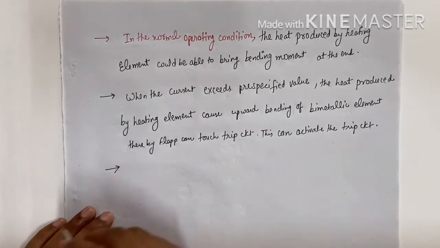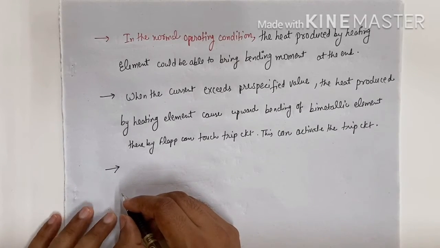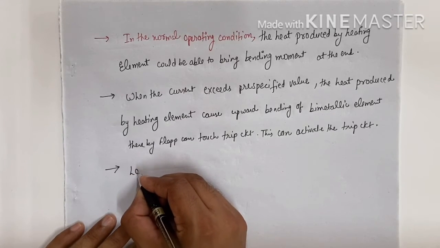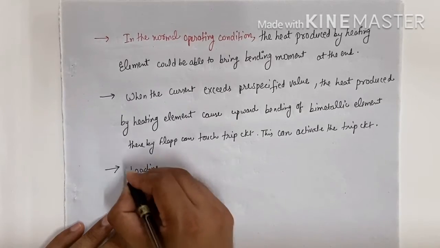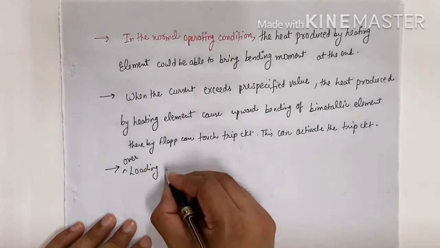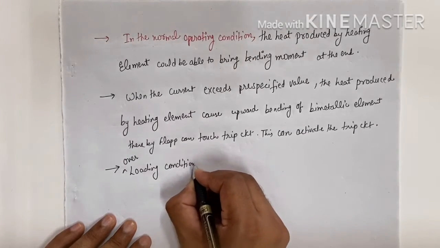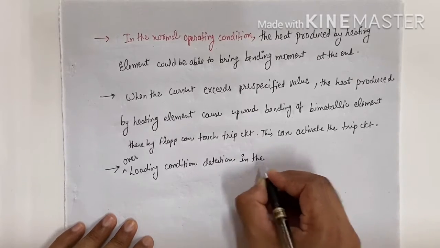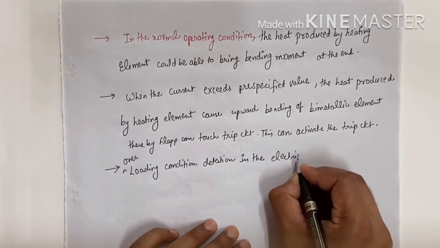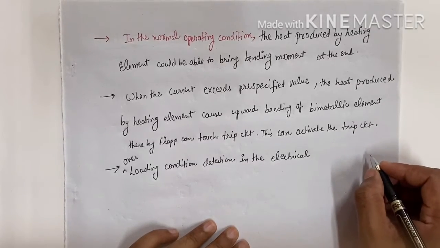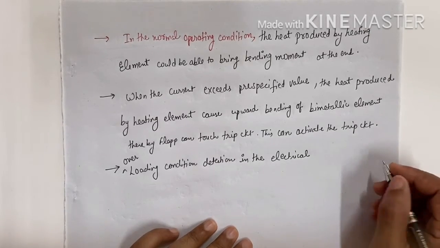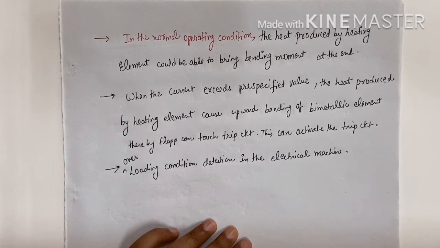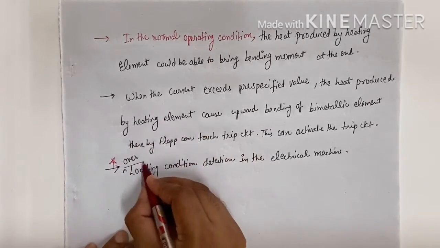You have to write one more point, that bimetallic thermal relay can be used for detecting overloading condition in the electrical machine. Whenever there is an overloading condition, we can use a bimetallic thermal relay. So this is a very important point, you have to mark a star here, that it is used for overloading condition.